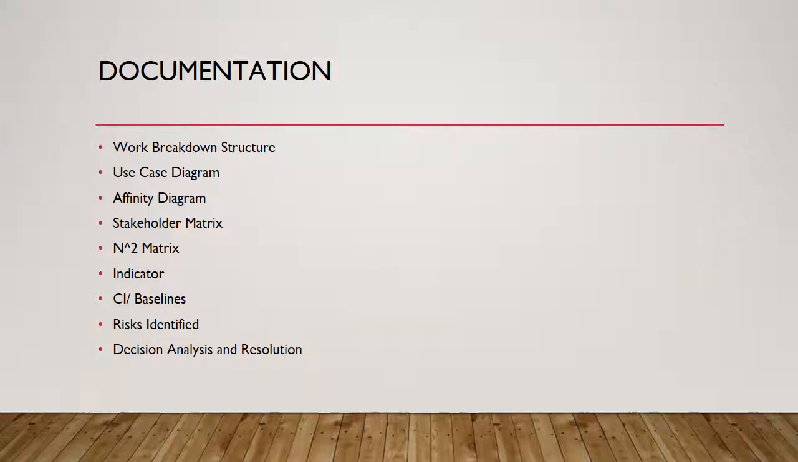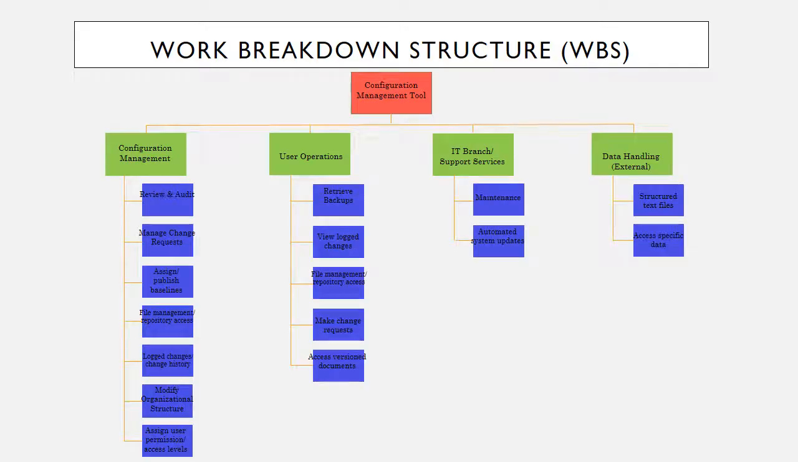Here's just a list of some of the documentation that was required in order to form our configuration tool. I'll start off presenting the first two documents, which are the work breakdown structure and the use case diagram. This is the WBS. It's a product-based WBS that includes the products that our tool offers.